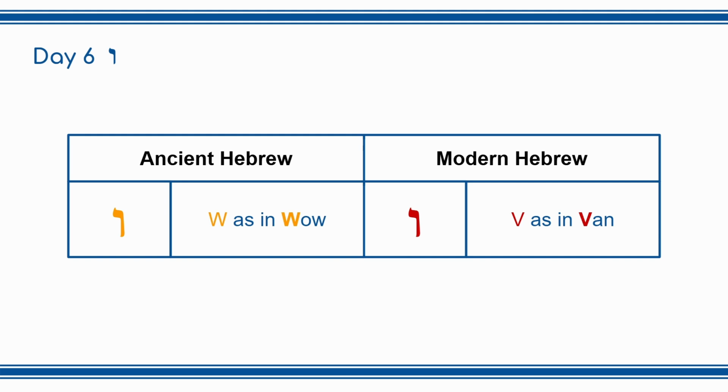Okay, so here's a little chart that may help you out. So ancient Hebrew, it was a W sound. Modern Hebrew, it's a V sound as in van. Okay, so that's the difference you should know. And we'll be sticking with the modern pronunciation unless we're using God's name.